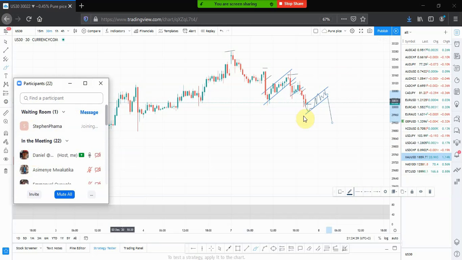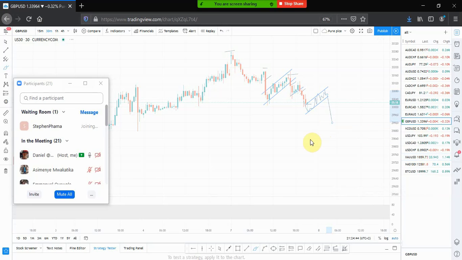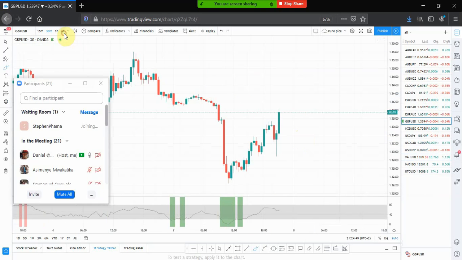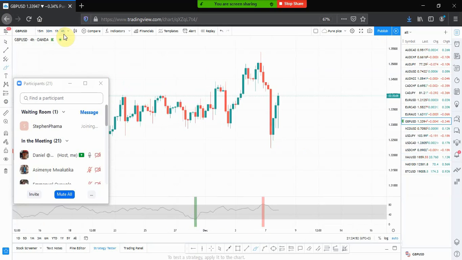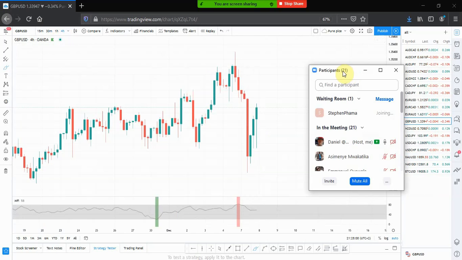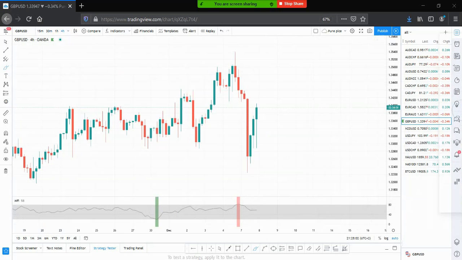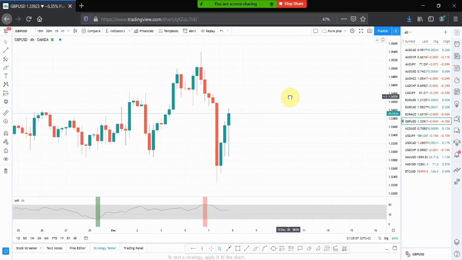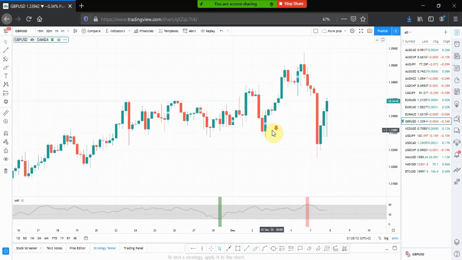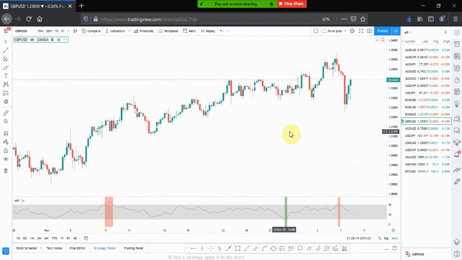So we are going to GBP USD. There we go. We're just going to look at it in a bigger picture first to see if there is something that we can get. Okay, in this bigger picture here, there is something interesting.